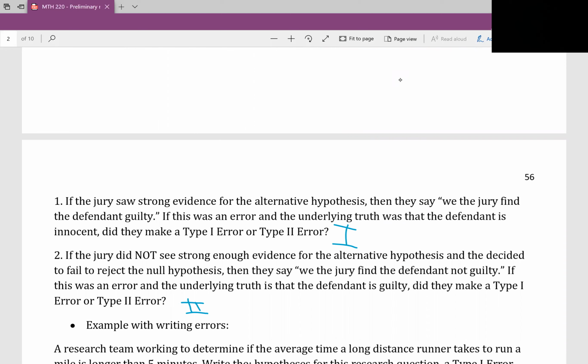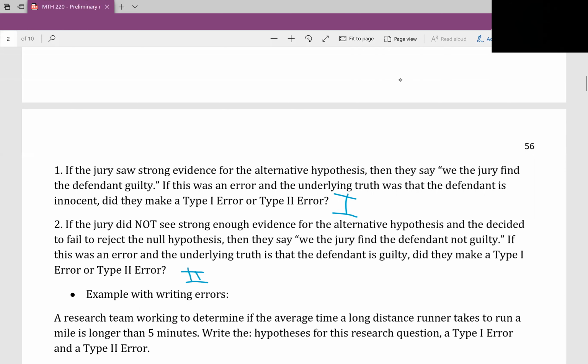The next thing that we're going to move on to look at is examples with writing errors. Now I want to just make a note that these numbers 1 and 2 and the examples with writing errors are going to help you with the practice that I have posted to D2L, which will then help you with the homework assignment titled Errors.